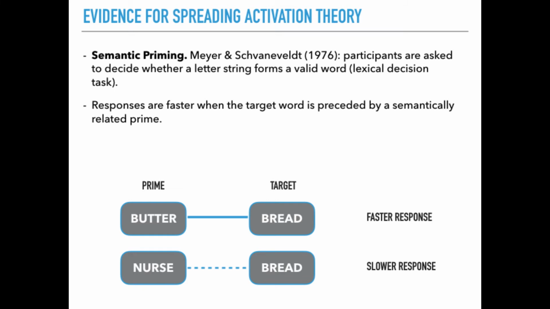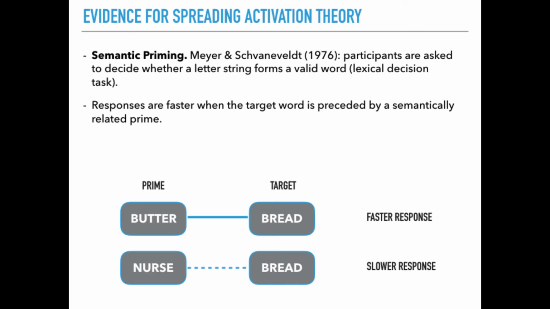So one supporting piece of evidence, and there's plenty of evidence in support of associative networks, comes from work on semantic priming. In one study by Meyer and Schvaneveldt, participants were presented with a series of letter strings. What I've presented on the slide here is an example of two different trials, where in this case the letter string is the word bread, and participants have to decide whether the letter string forms a valid word. This is known as a lexical decision task.